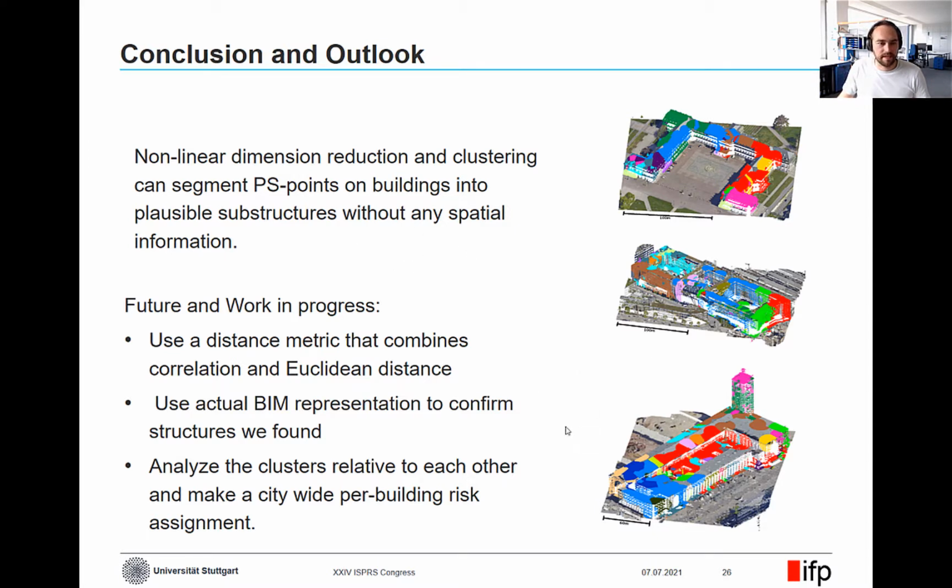Also, the next step is now to use actual BIM representation of buildings to confirm the structures we found in our results. And another interesting thing is we could analyze clusters relative to each other, so for example, this cluster and their movement relative to each other, to come up with a risk assignment of this part here. So this could lead to an automatic citywide building risk assignment.